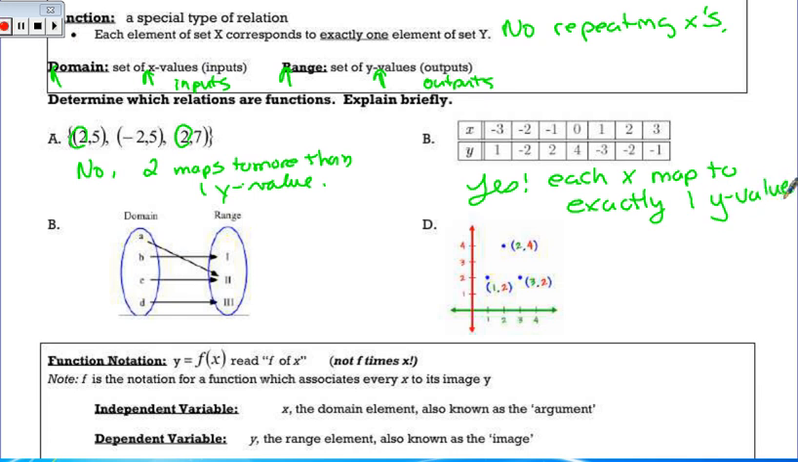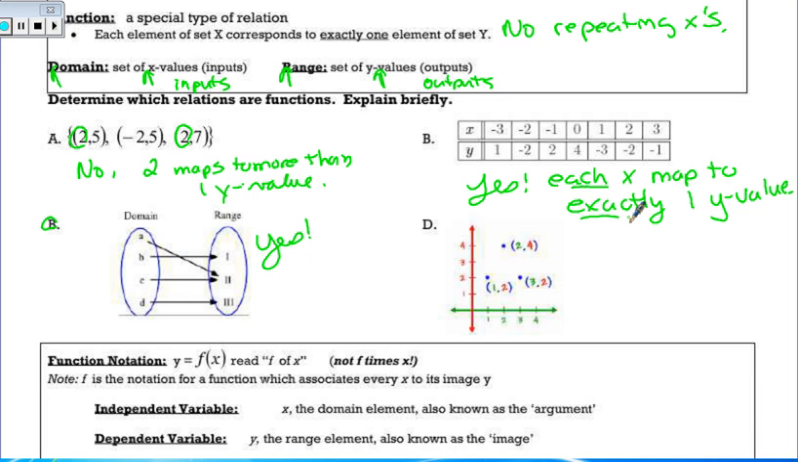Looking at this guy over here, I guess we really should call that C, but anyway, A maps to 2, B maps to 1, C maps to 2, D maps to 3. There are no repeating x values. It is okay for two separate x's to pair to the same y. That is still a function. So again, here the answer is yes, for the same reason: each x maps to exactly one y.